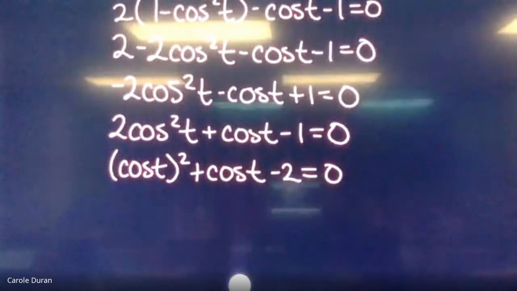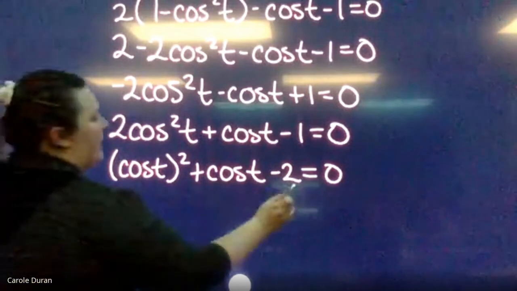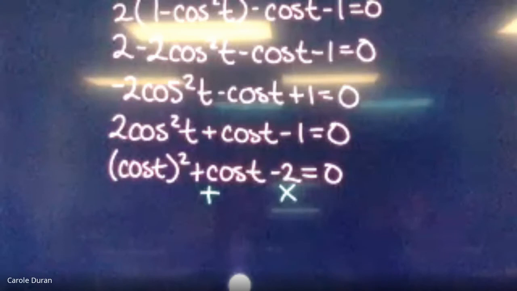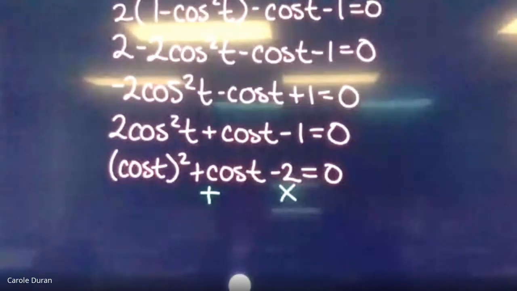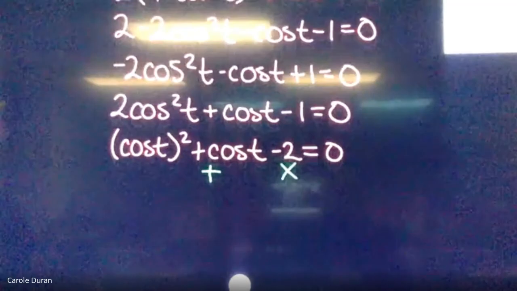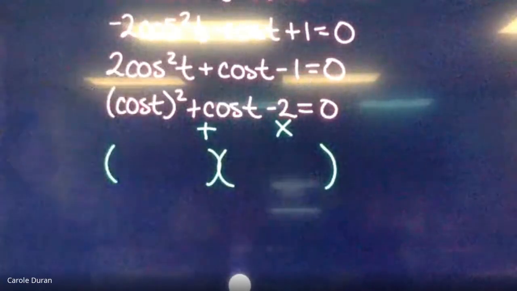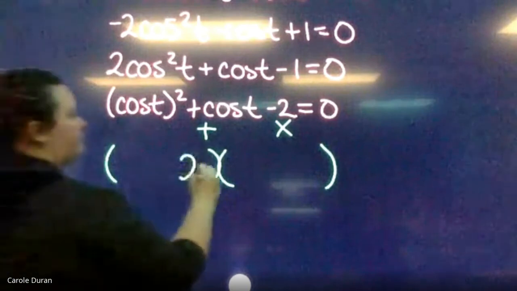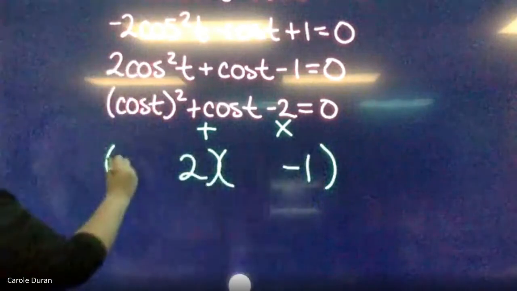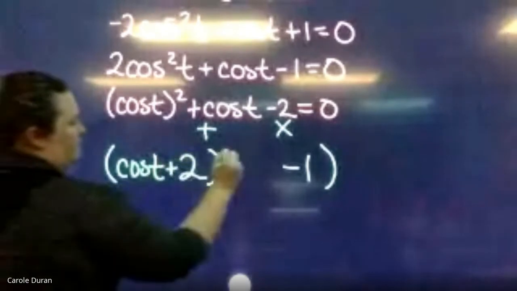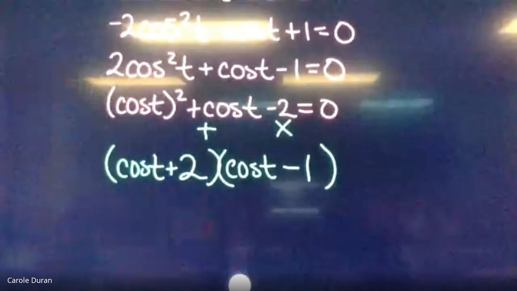Now, just like before, I'm looking for two numbers that multiply together to get a negative 2 and add together to get a positive 1 because that's the number in front of my cosine of t. Anybody have an idea of what two numbers are going to do that? 2, negative 1. Instead of having an x, I have cosine of t. So this factors into cosine of t plus 2 and cosine of t minus 1.